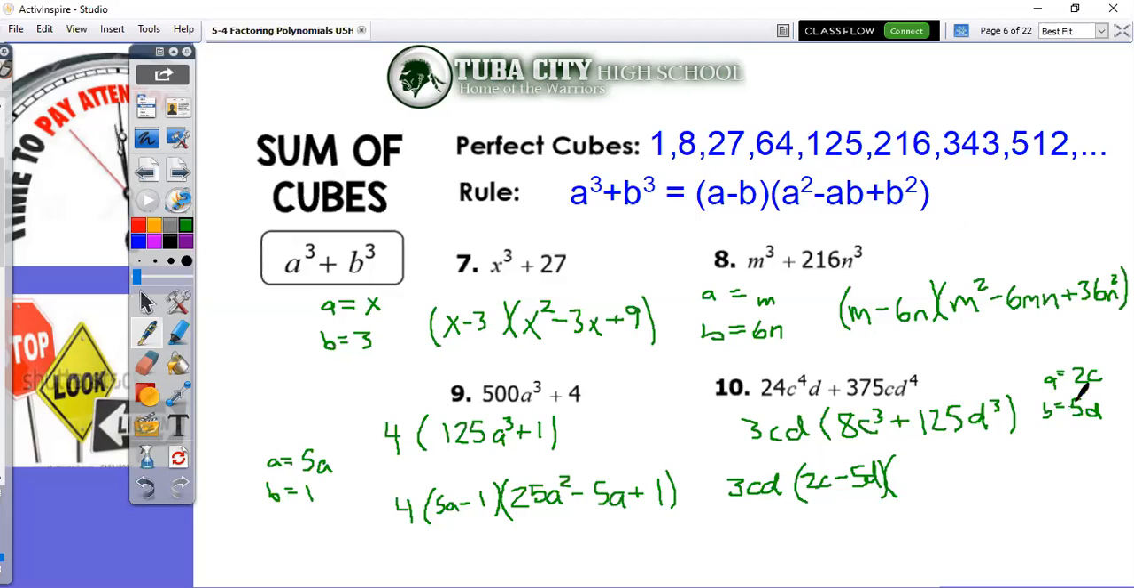So A squared. So we square this number, 2C, we square it. So 2 squared is 4. C squared is, well, C squared. Minus AB, so that means we've got to multiply both of these together, so that'd be 10, because 2 times 5 is 10. C times D is CD, plus B squared, so that's 25D squared. So again, square this number, so 5 times 5 is 25, D times D is D squared. And there we go, so we've got all of them sorted out.